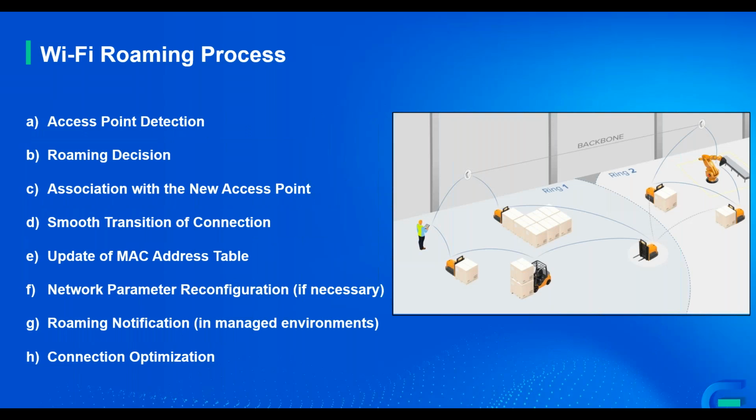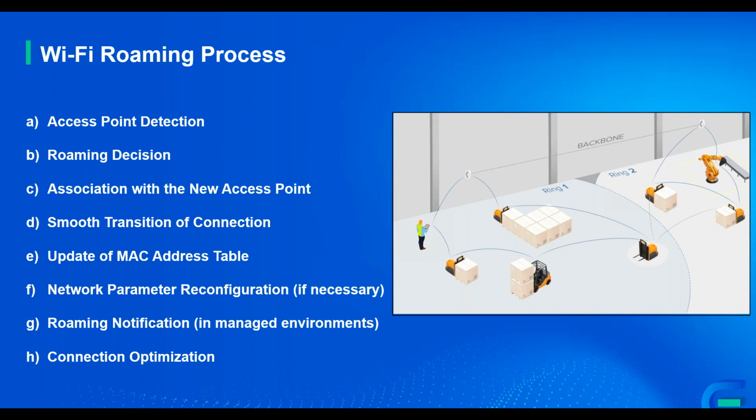Basically, what happens in the background, talking about the Wi-Fi roaming process, is that there are several steps that are going to occur. The first one is the access point detection. The device scans signals from nearby access points. The second step is the roaming decision that is based on signal quality. The device decides whether to switch to an access point.